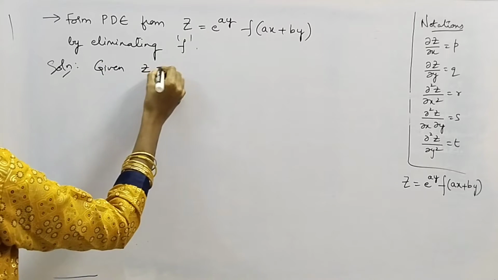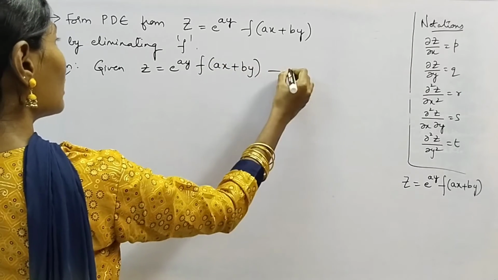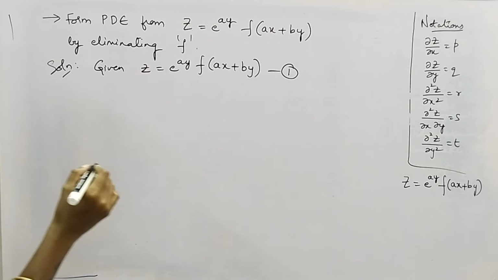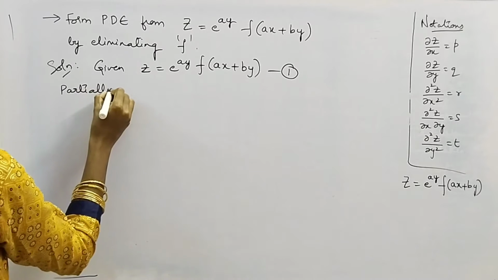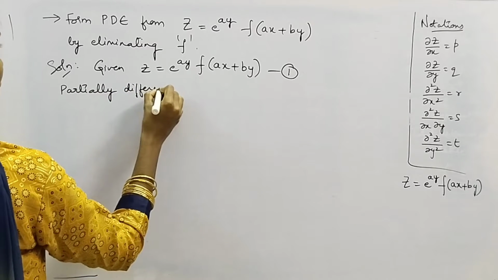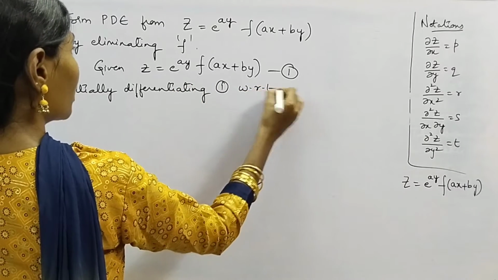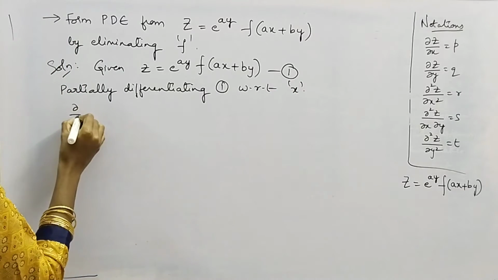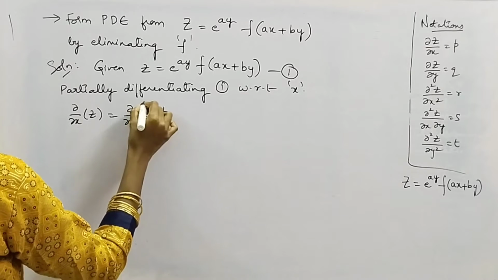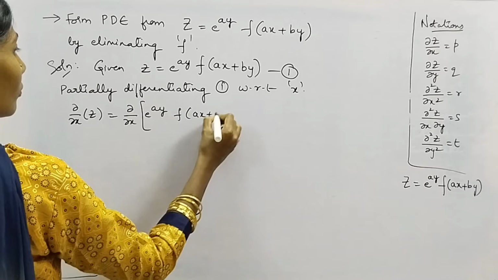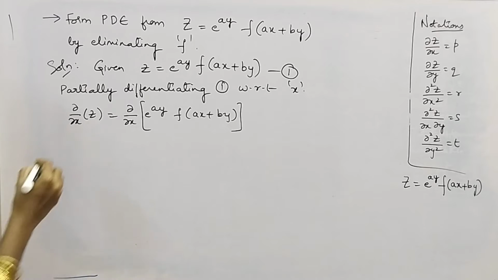Given z equal to e power ay into f of ax plus by, right? Consider it as equation number 1. Now let's partially differentiate it with respect to x. Partially differentiating 1 with respect to x, just apply dou by dou x on both sides of 1. Since we are partially differentiating with respect to x, we will treat y as constant here.